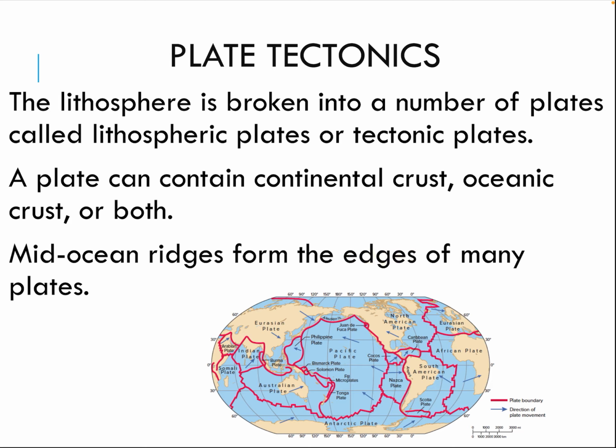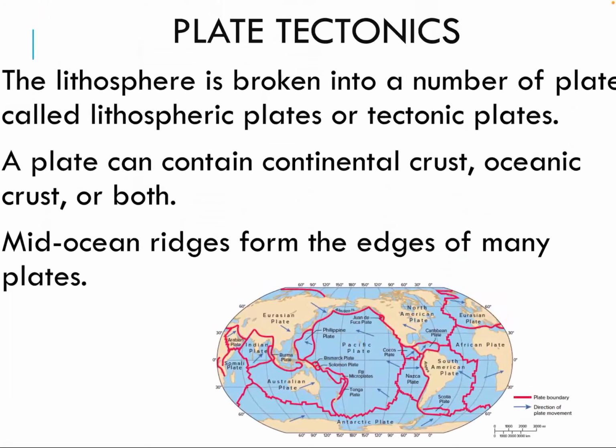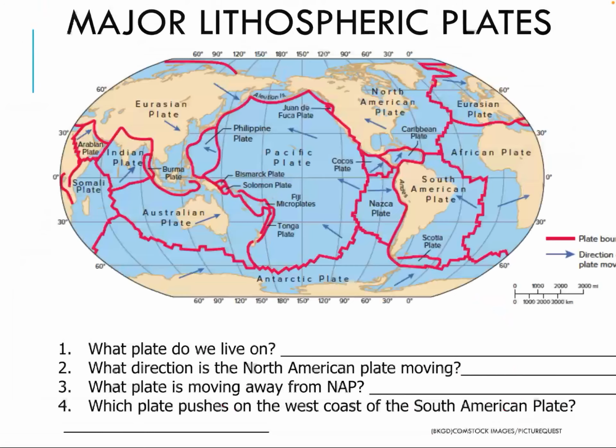So when you look at this picture, the red line is the mid-Atlantic ridge running down through the middle of the Atlantic. And you see that they're also in the Indian and the Pacific Ocean. So here's a look at some of the major lithospheric plates.